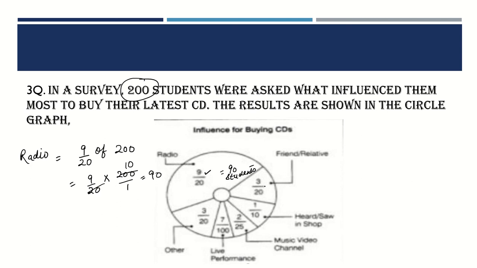Understood? Now what is the meaning of 3 by 20? 3 by 20 of 200. Again 20 tens are 200. So how many students were influenced by friend or relative? Yes, 10 threes are 30 students. Next is 1 by 10. 1 by 10 of 200. That is 20. So we are just going to make it more simpler.